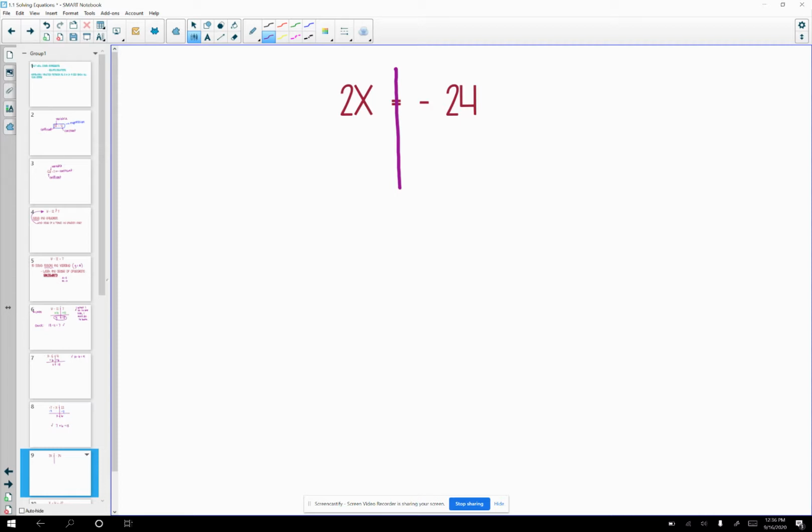I'm following the same rules. I have nothing to add to my variable or subtract from it, because remember, my goal is to get this x by itself, which means to do that, I have to get rid of the 2 that's being multiplied. And to undo multiplication, I'm going to divide each side by 2. And when I divide each side by 2, on the left, I've got 2 divided by 2 with an x.